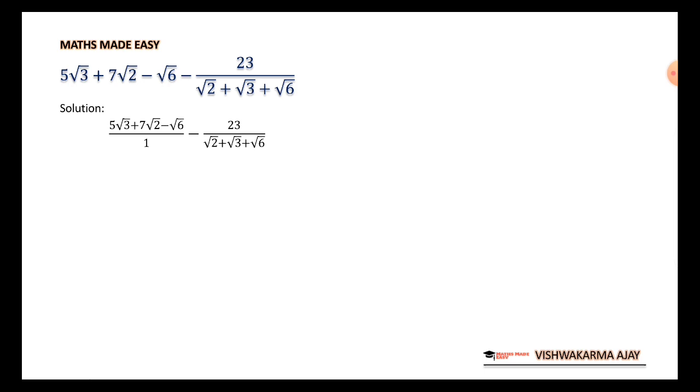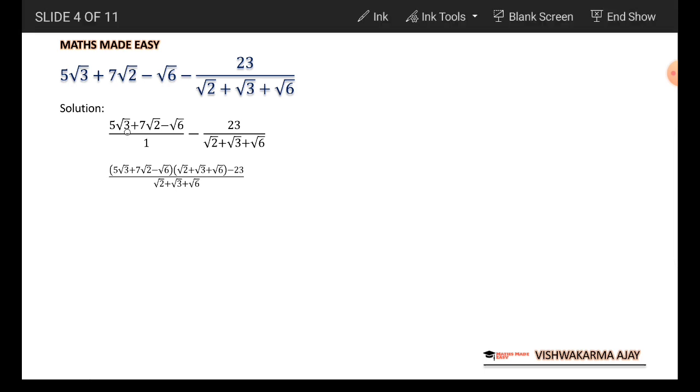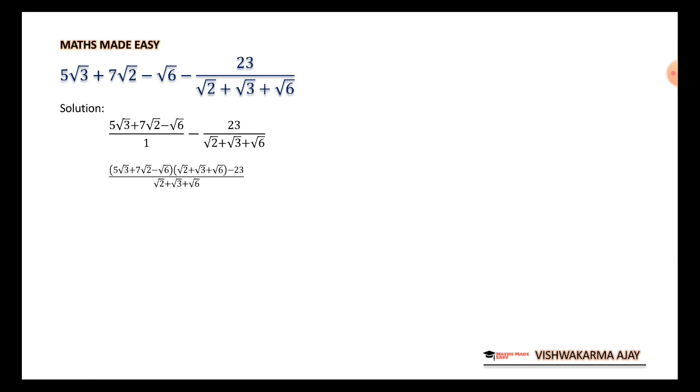So here we are. 5 root 3, 7 root 2 minus root 6, and this bracket over here, minus 23 upon 1 times 2 root 3 root 6. Now I am going to do this multiplication very carefully.